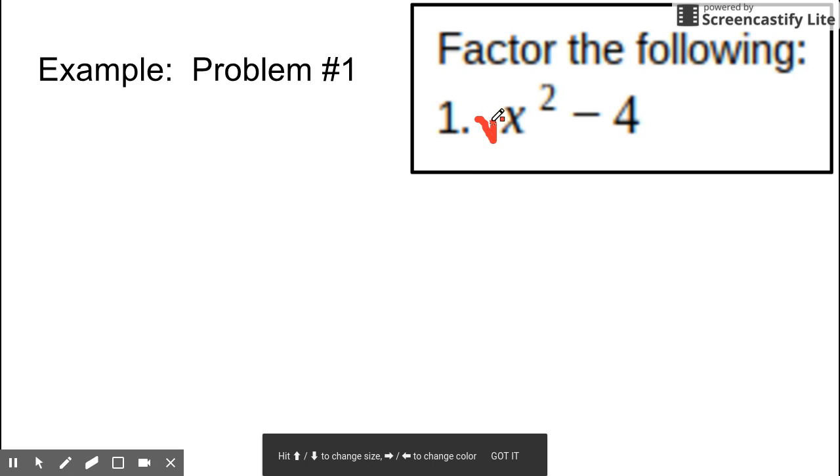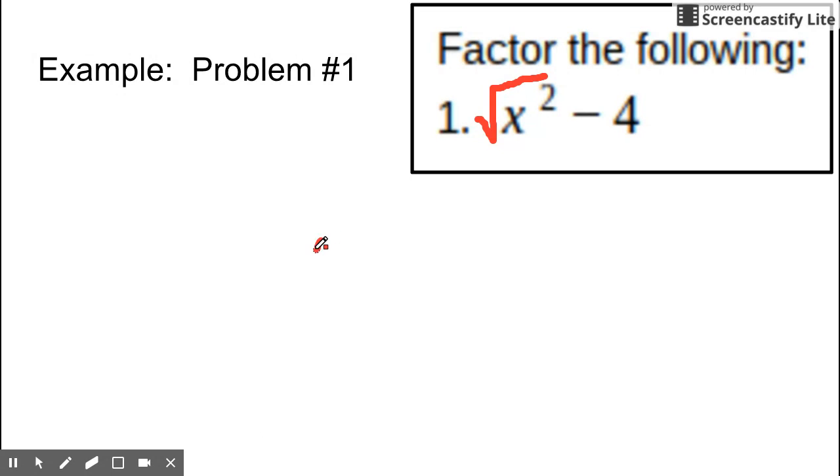If you were to square root this, what would come out of x squared? Just an x would come out. So my answer is going to have an x in it. And then think about square rooting the second piece, 4. What's the square root of 4? Well, we talked about this already. 2 times 2 is 4. So a 2 is going to come out. So your first answer is going to be x minus 2.